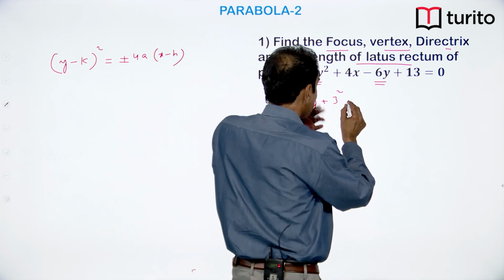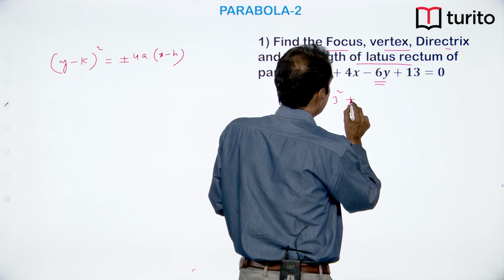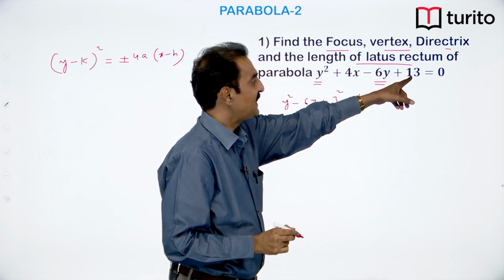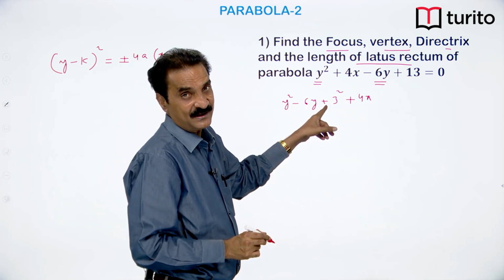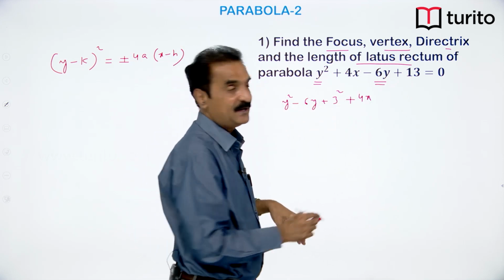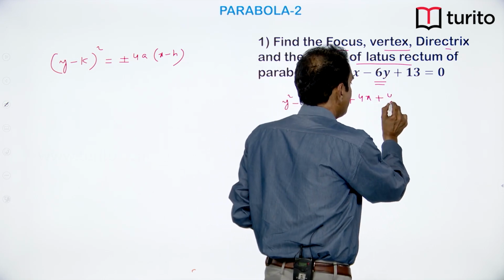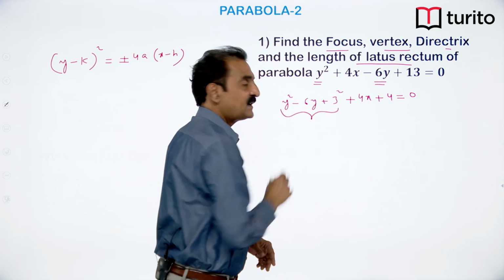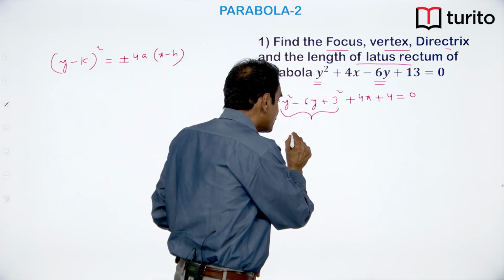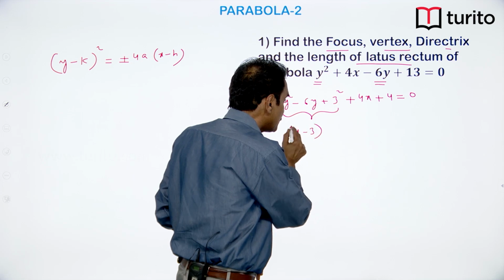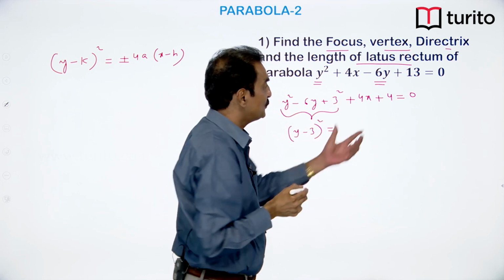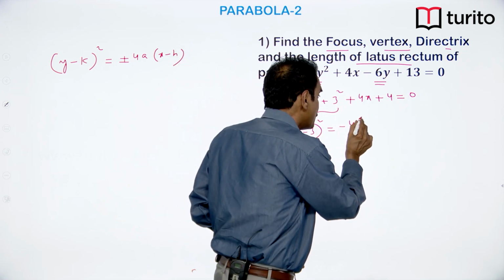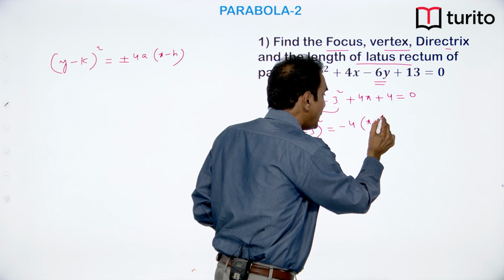So, you have to subtract 3 square, remaining term is 4x and plus 13. Already we have added 9 here, so 13 minus 9 will be 4. Now, first 3 terms can be written as y minus 3 whole square is equal to, taking these two to right hand side, we get minus 4 into x plus 1.